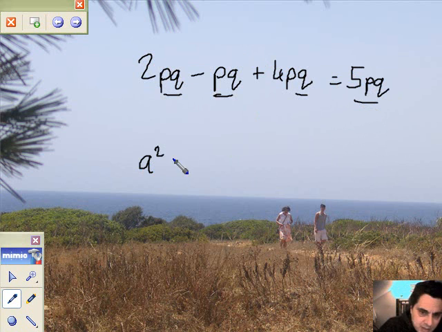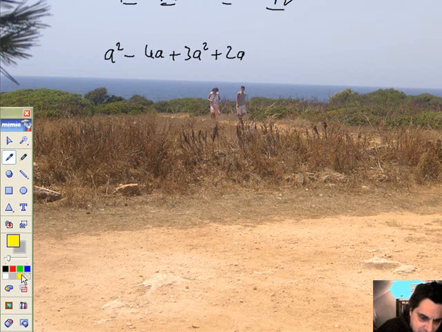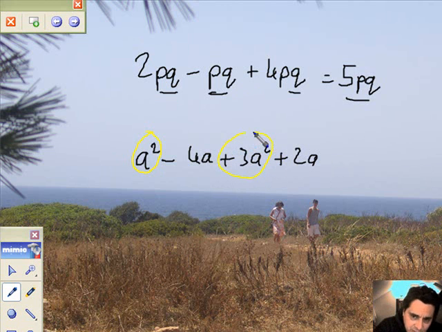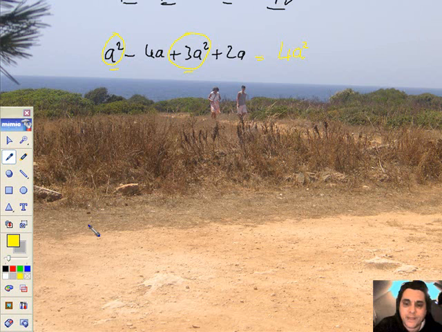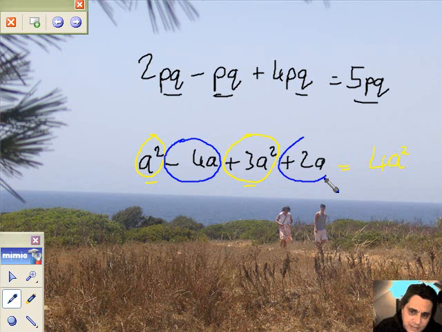I have got a squared minus 4a plus 3a squared plus 2a. Let's highlight with yellow. Now, an a squared and an a is a different term. So, I've got 1a squared there plus 3a squares there. Altogether, I've got 1 of them plus 3 of them. That's 4 of them. In other words, 4 of these things that we've called a squared.